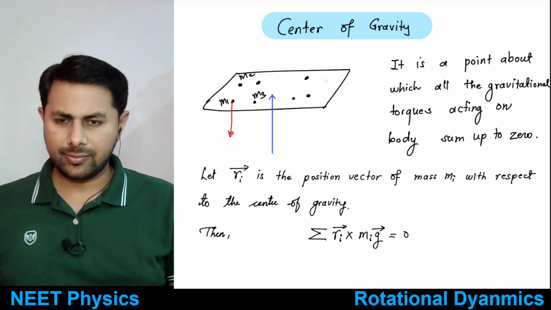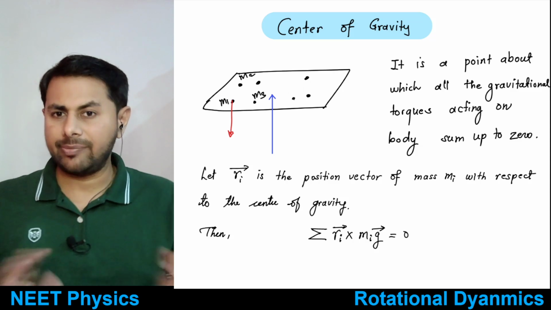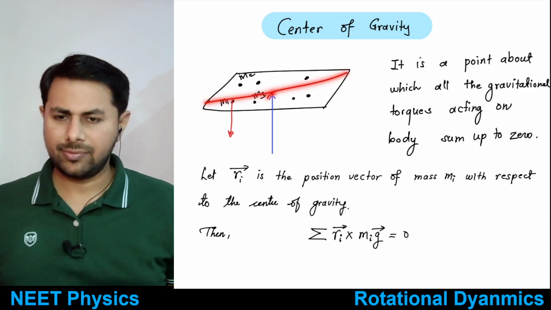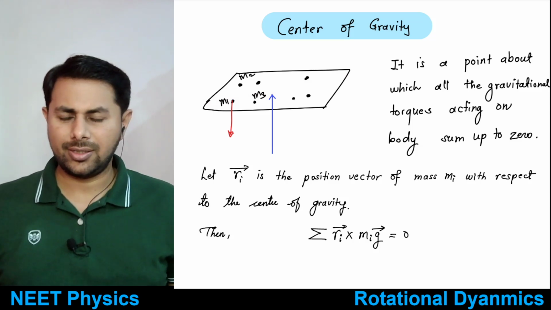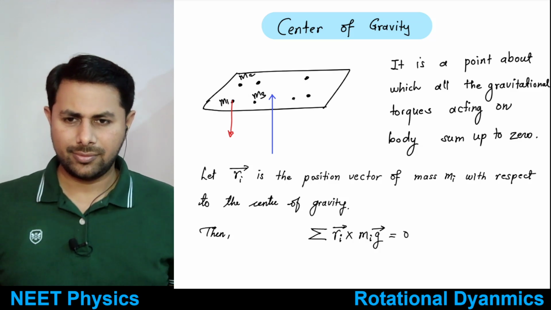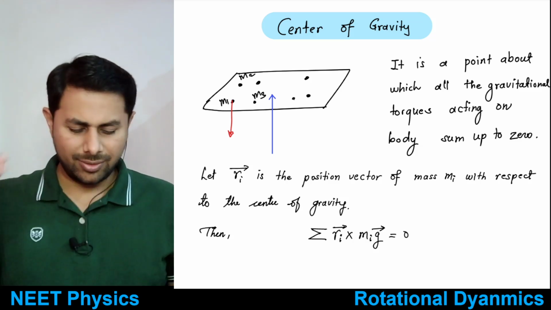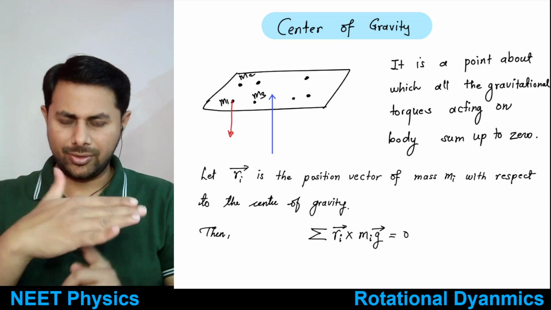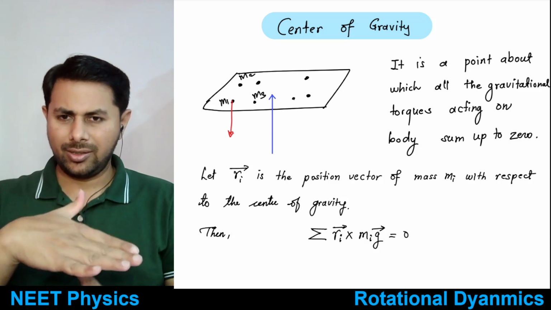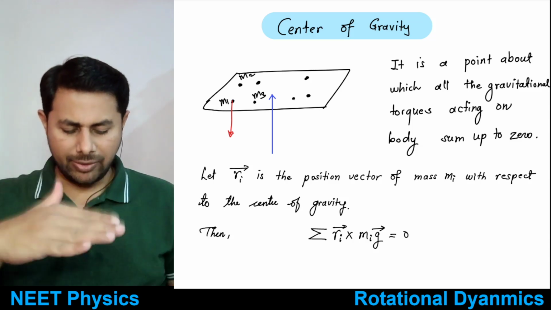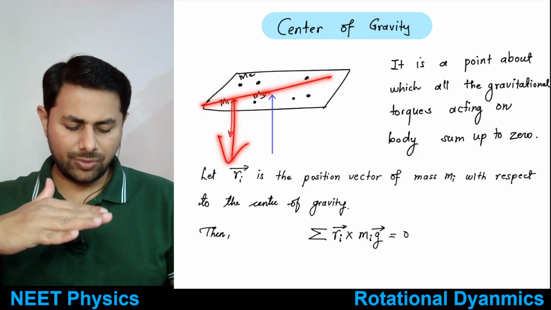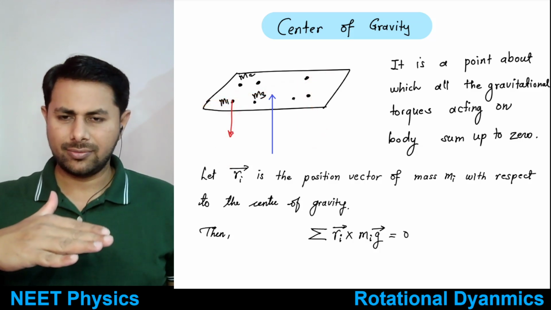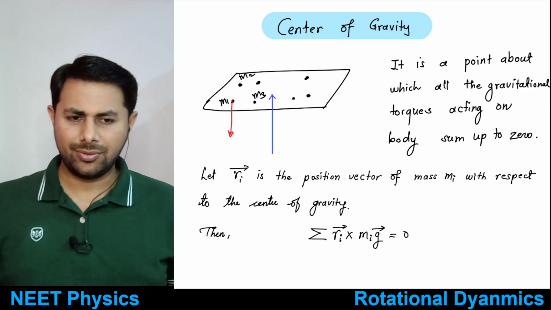They must be symmetric about this point. Is this clear? If you want to hold that body, you don't want it to topple or rotate, then what should happen? The gravitational torque on this side should balance the gravitational torque on this side.